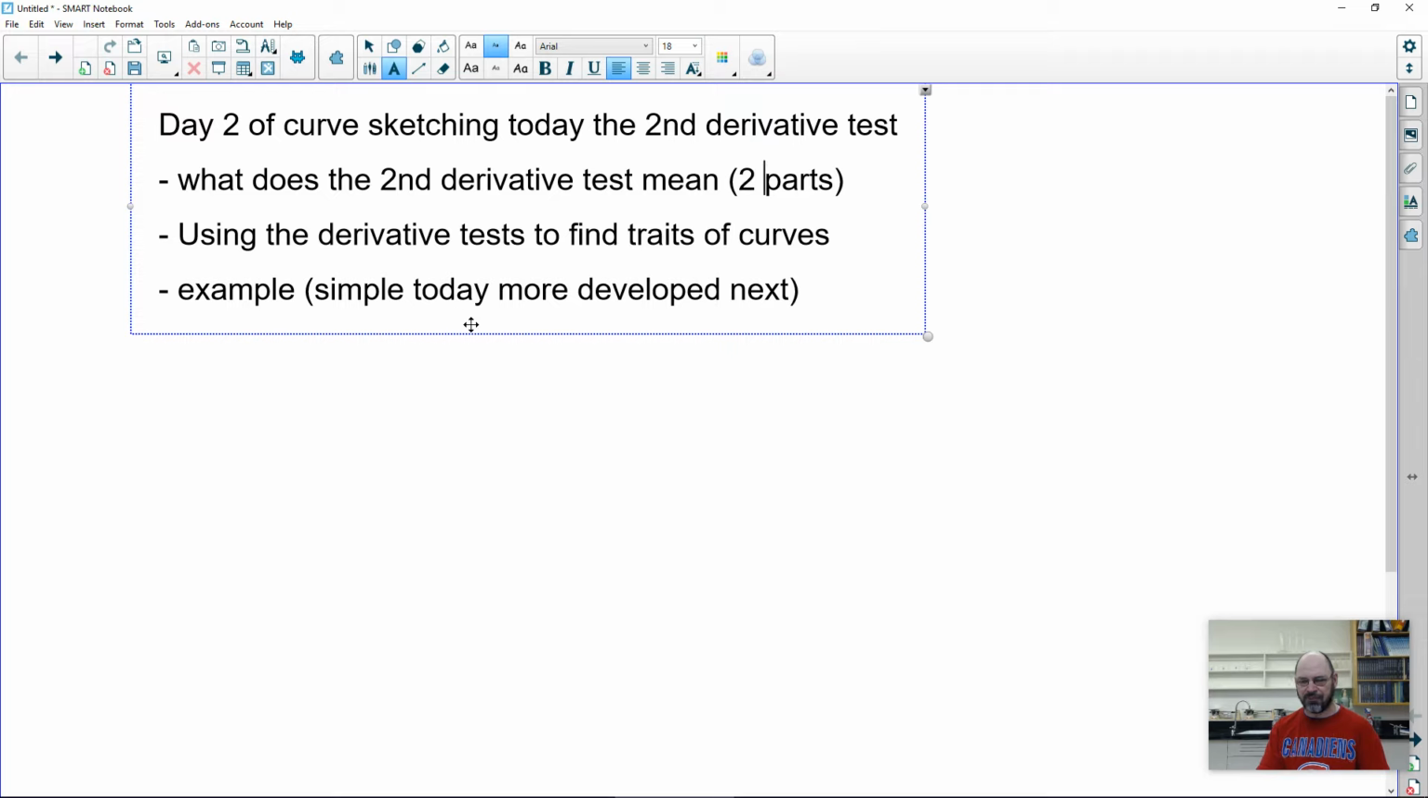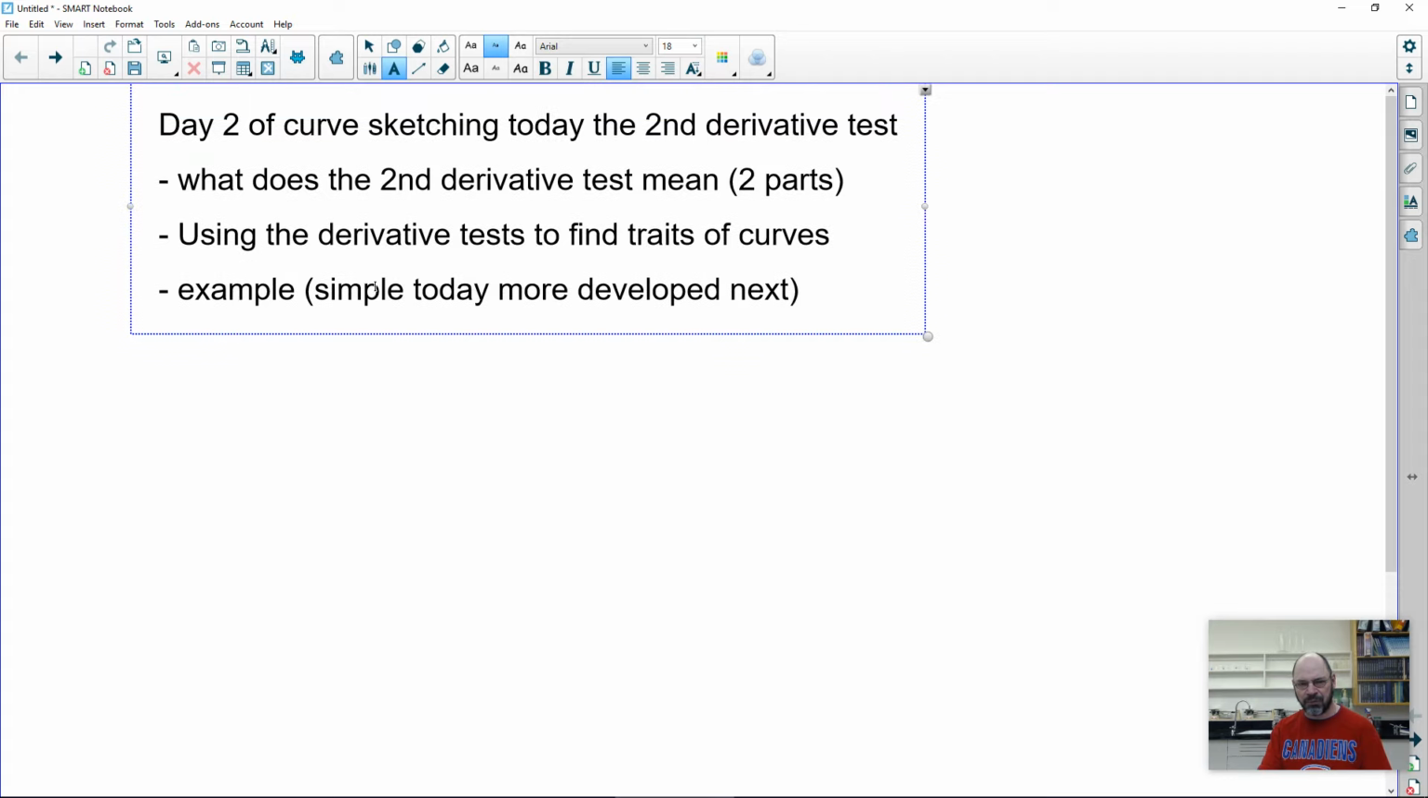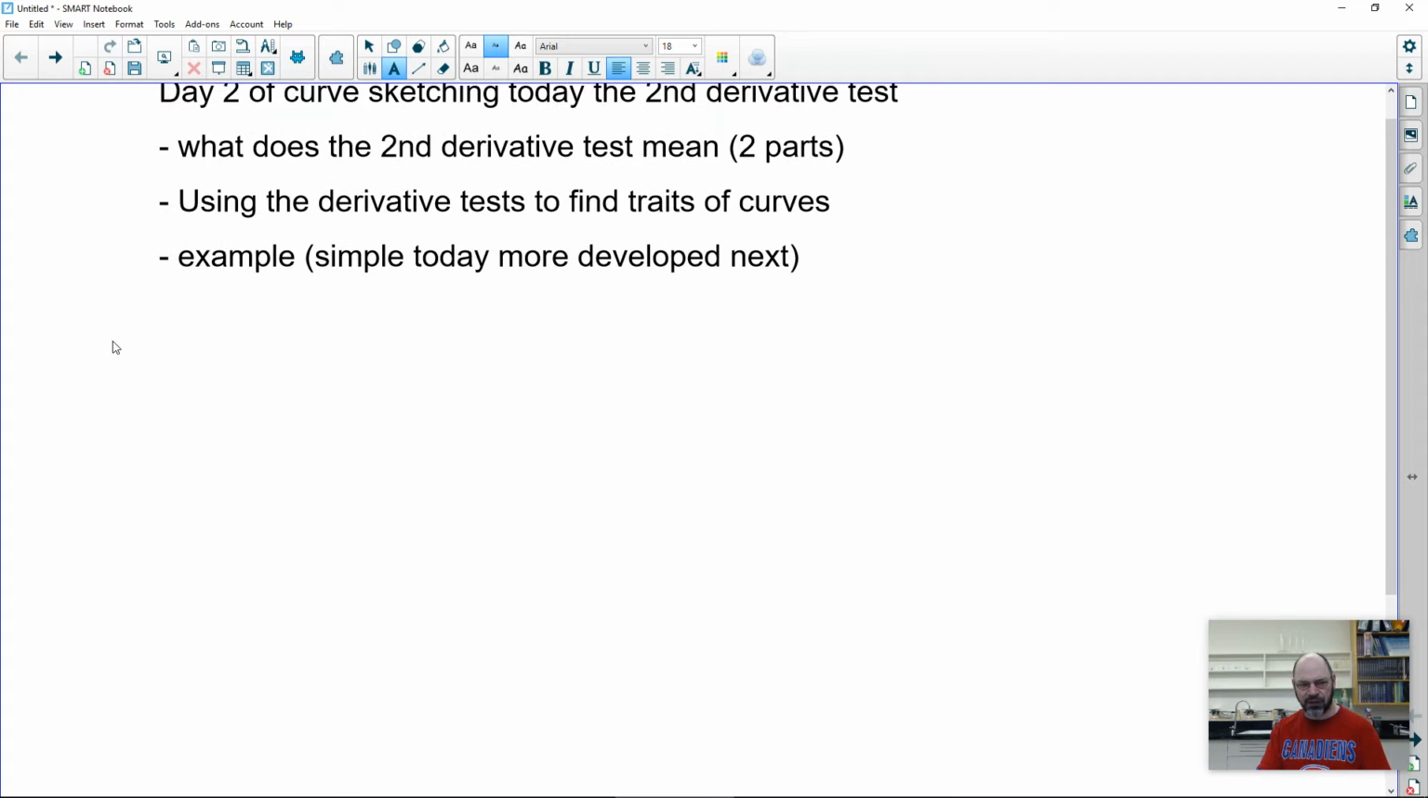So we'll do an example today, maybe one or two examples, and then tomorrow we'll get into a little more complex examples, which use both the first and second derivative tests. So this will be part one of this. So let's go ahead and say what the second derivative test for a polynomial curve will tell us.